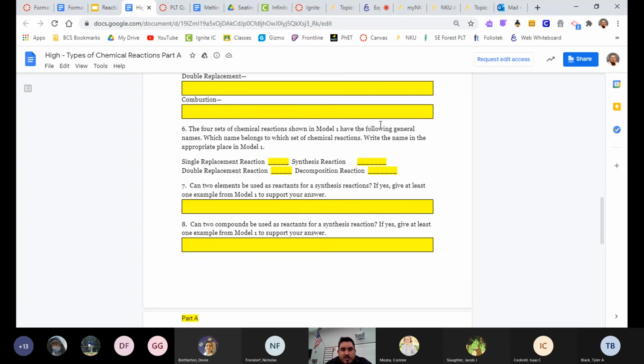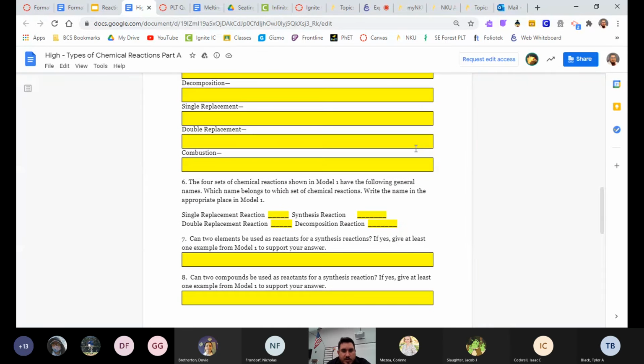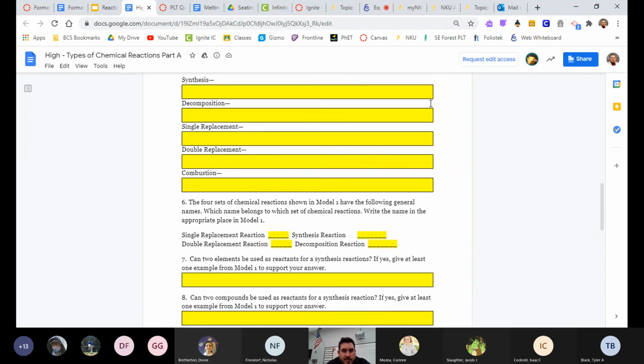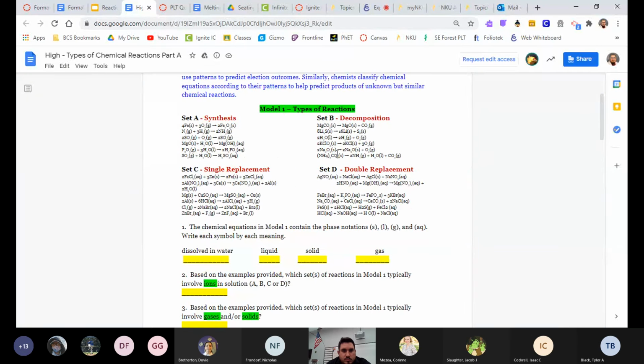The four chemical reactions have the following general names. Which name belongs to which set of chemical reactions? Okay, well that's easy, we kind of just did this here. So single replacement. What letter is a single replacement? What set? A, B, C, or D. What set is a single replacement reaction?